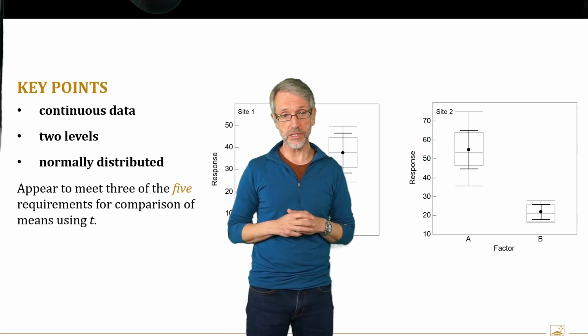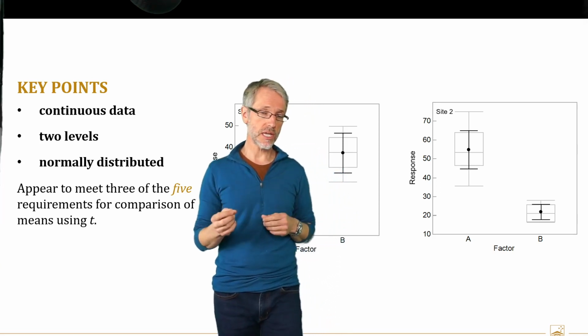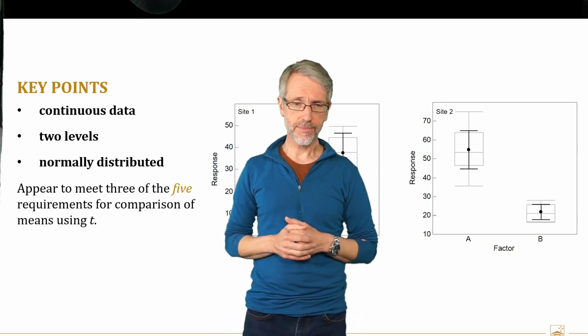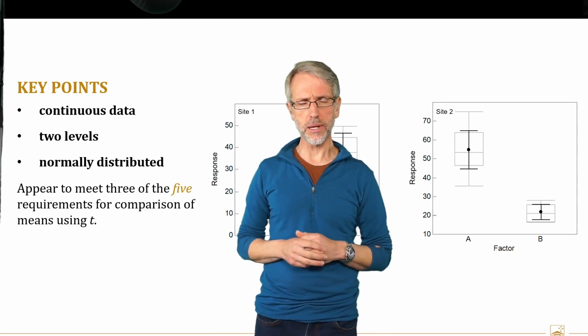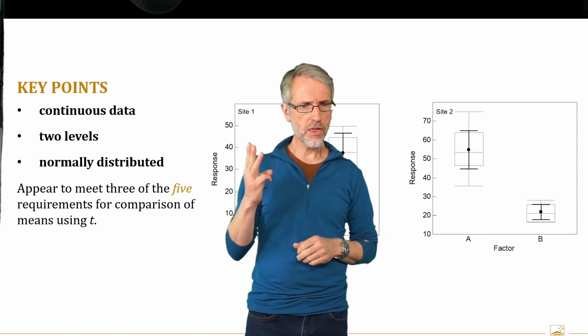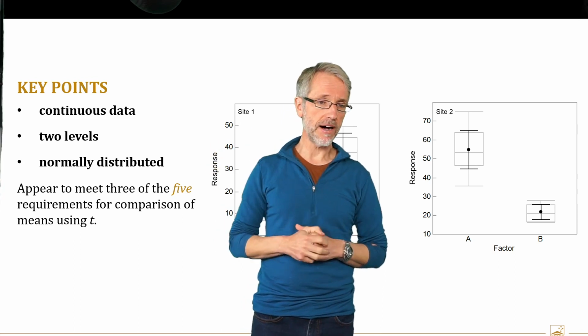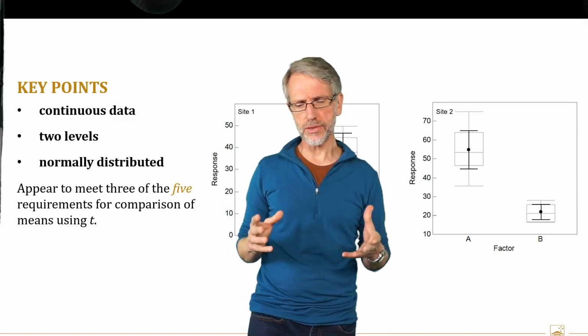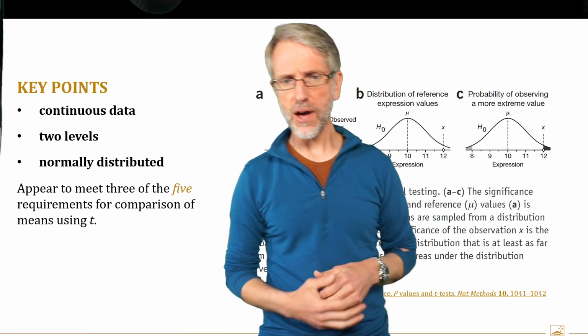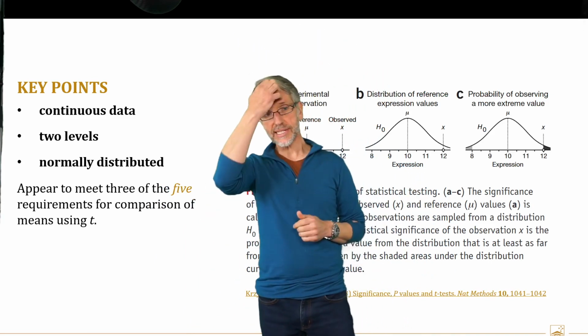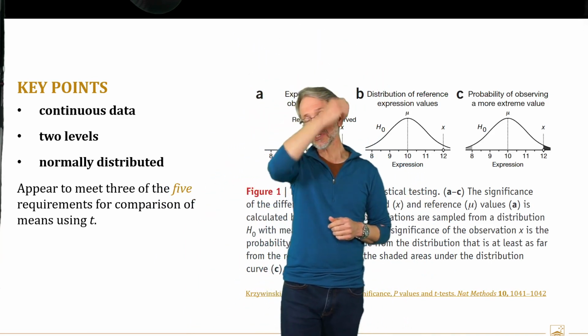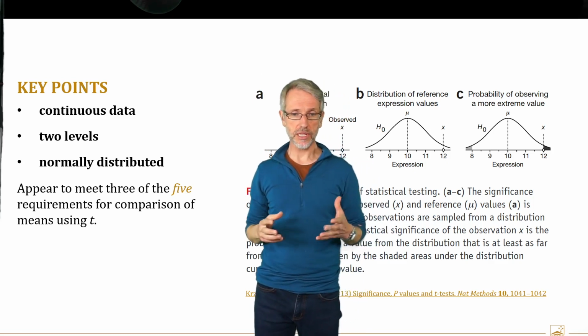That's important because those three criteria are 3 of the 5 requirements for us to use a t-test, a test of the means using our t-statistics, those t-statistics that we were talking about only a moment ago. So there are 3 here. Apparently there are 5. So what are the other 2 of those 5? But first, let's understand what t-testing actually involves.